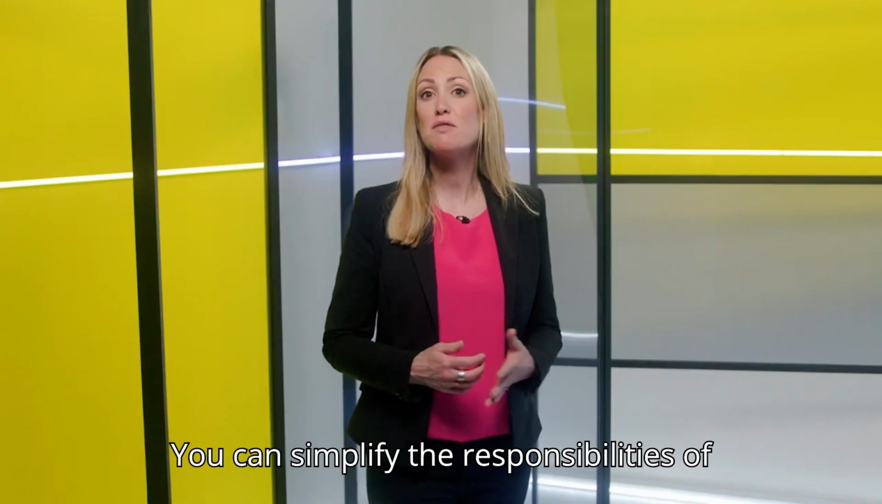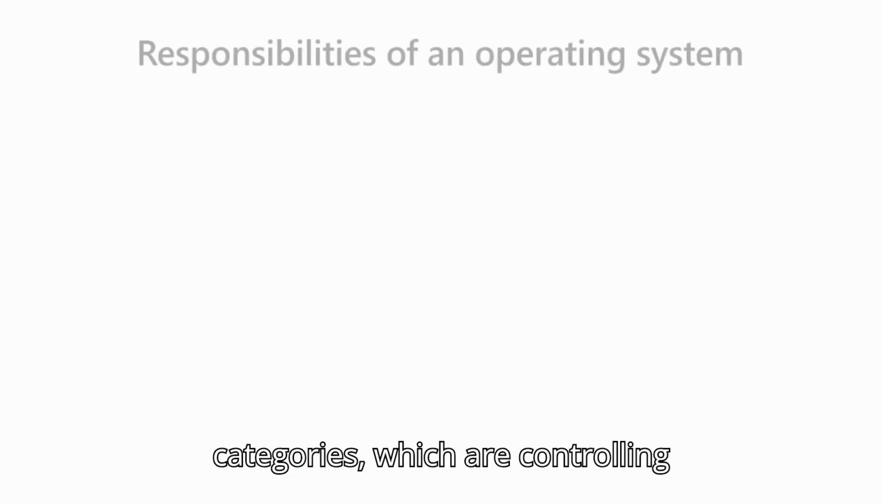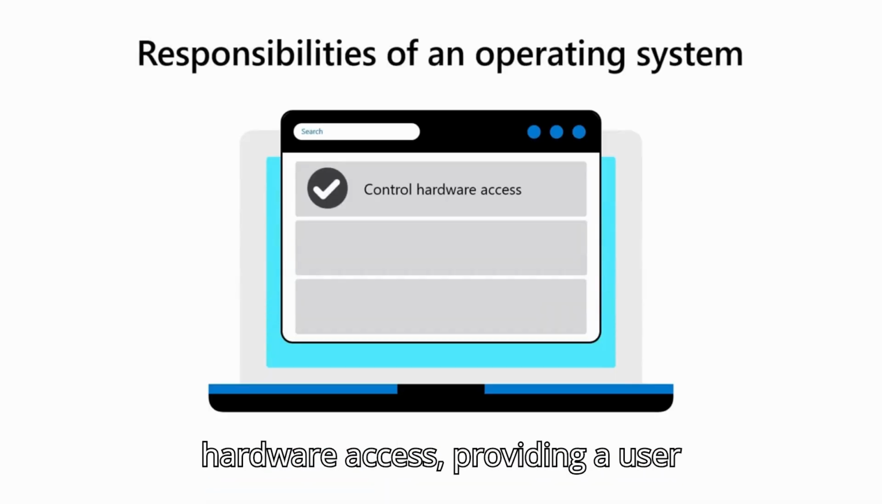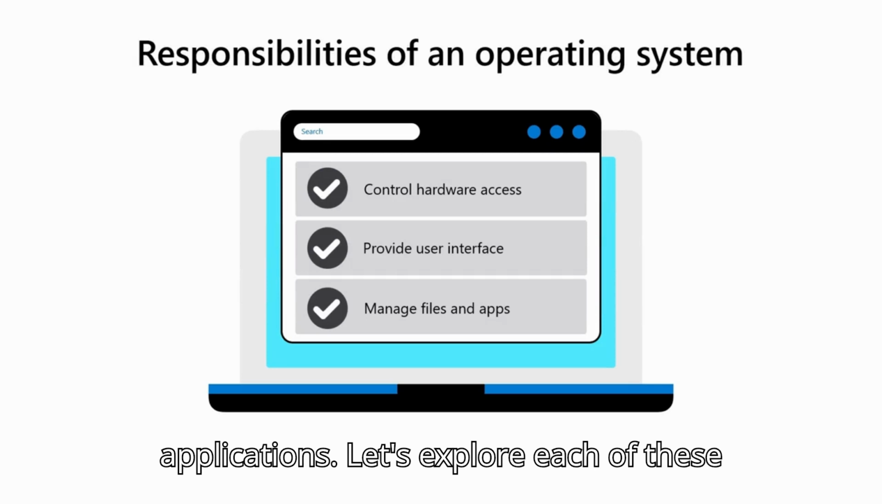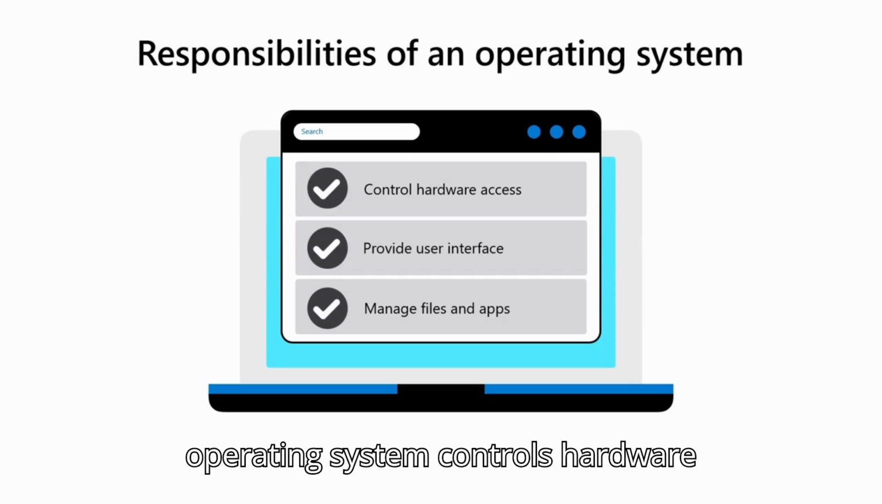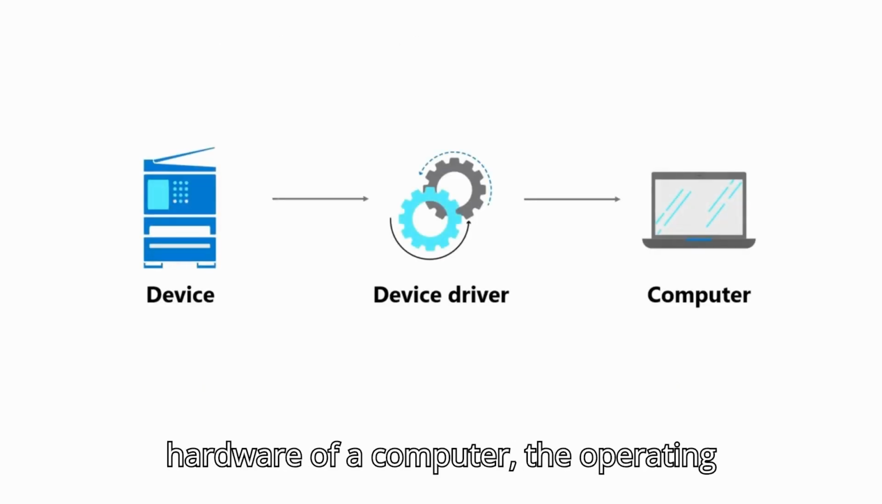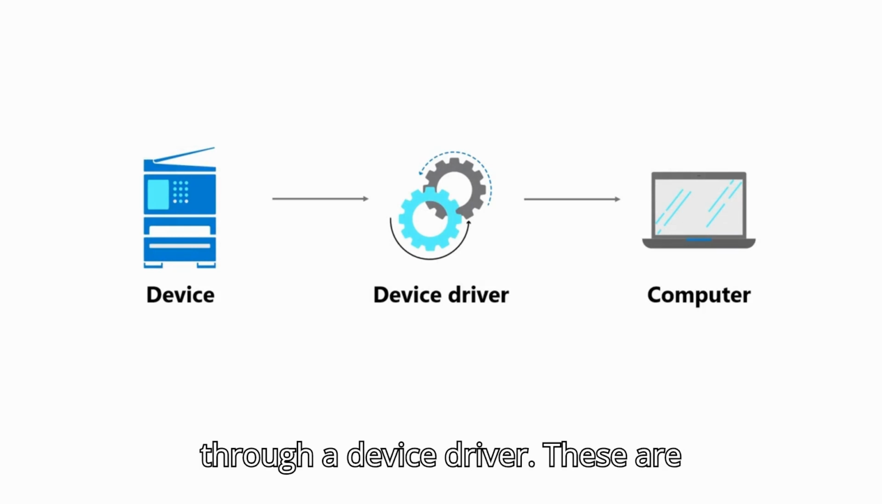You can simplify the responsibilities of the operating system into three broad categories, which are controlling hardware access, providing a user interface, and managing files and applications. Let's explore each of these one at a time, starting with how an operating system controls hardware access. When interacting with the hardware of a computer, the operating system will communicate instructions through a device driver.